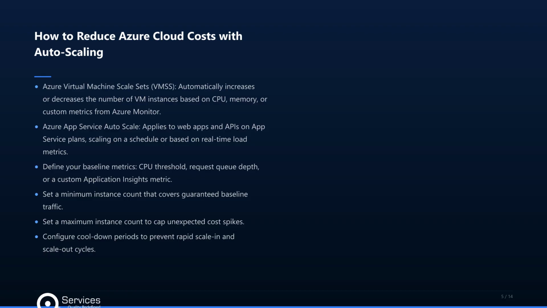Setting up autoscaling rules that actually work. Getting autoscaling right requires a few specific steps. Define your baseline metrics: CPU threshold, request queue depth, or a custom Application Insights metric. Set a minimum instance count that covers guaranteed baseline traffic. Set a maximum instance count to cap unexpected cost spikes. Configure cooldown periods to prevent rapid scale-in and scale-out cycles. Test the rules under simulated load before pushing to production. One common mistake: setting the maximum instance count too high without a budget alert attached.